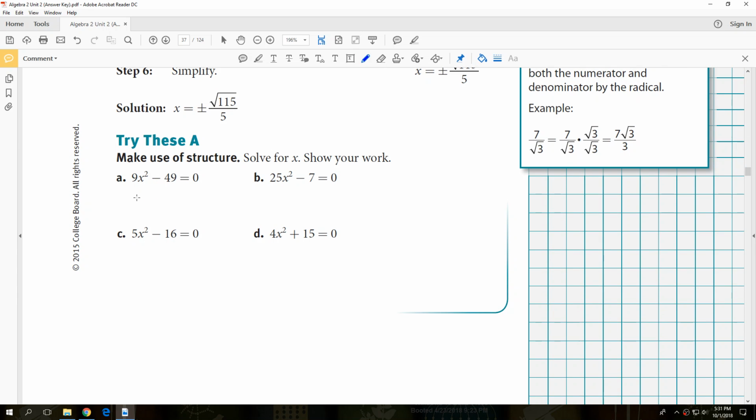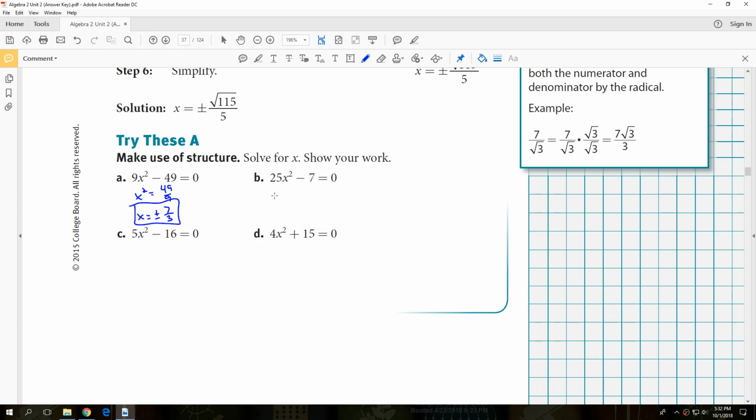So let's isolate the x, which would get you x squared is equal to 49 divided by 9. I'm going to take the square root of both sides, which will get me x is equal to plus or minus the square root of 49, which is 7, divided by the square root of 9, which is 3. And there we go.